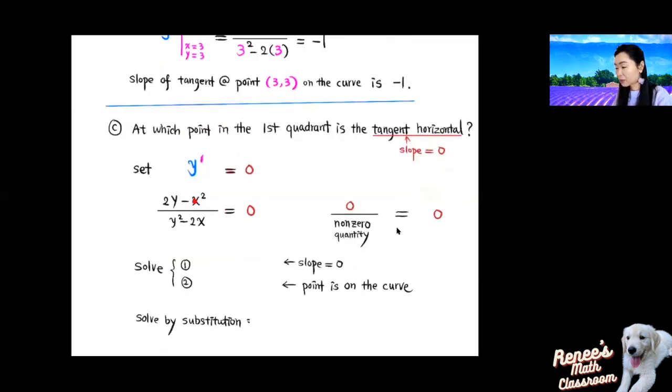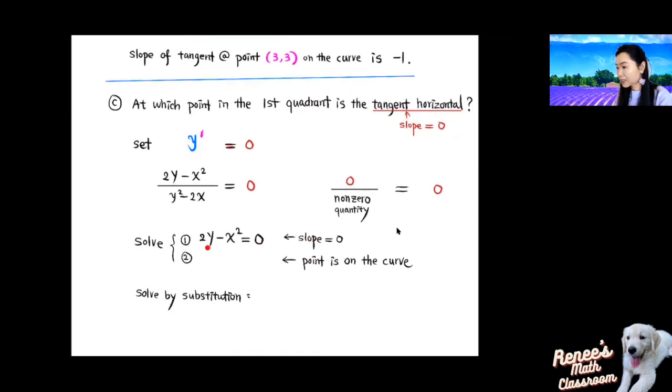Now for this quotient to be equal to 0, the numerator will have to be equal to 0 and the denominator not equal to 0. 0 divided by a non-zero quantity will be equal to 0. So we'll have this numerator equal to 0. So you have 2y minus x squared equal to 0. This comes from the slope equal to 0. Now we need to solve for x and y because we're trying to find that point.